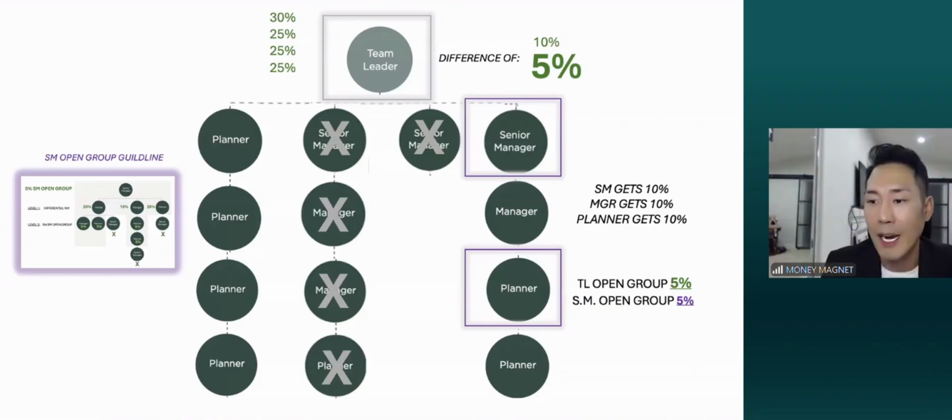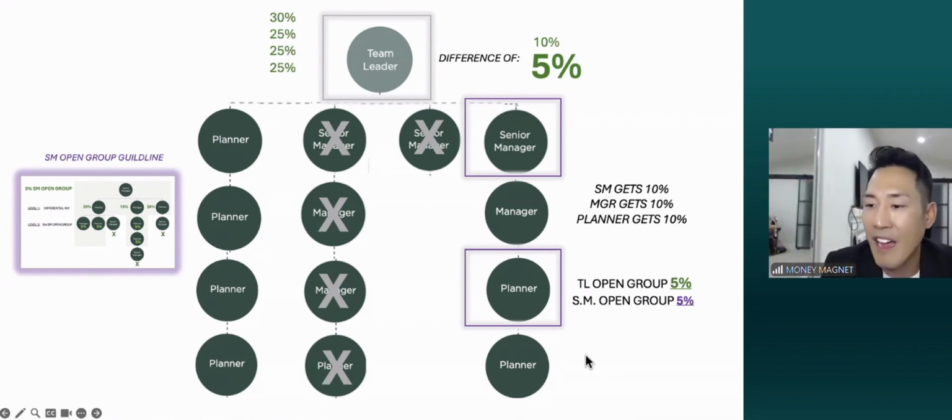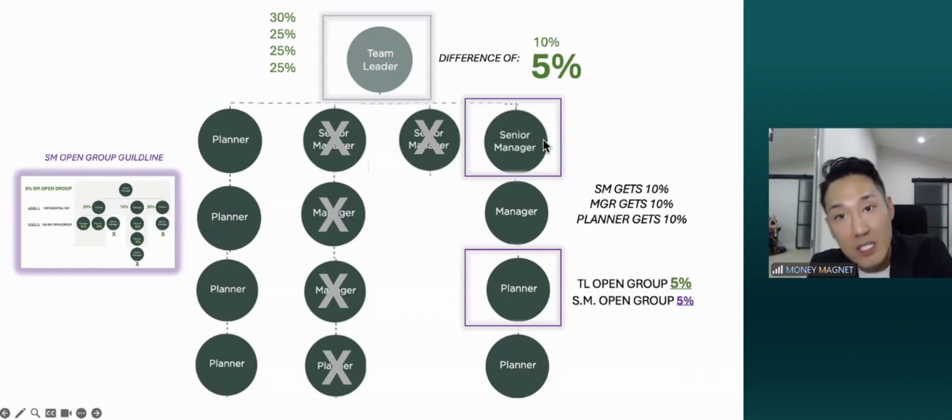10% is actually left over, right? So among that 10%, what is being paid out, the leftover, right? Of that 10%, the 5% is rolling up to that SM open group I talked about, right? So here, the planner, manager, senior manager all got paid. And what's left over? That 5% from the 40% pie. So that 5% rolls up from this transaction.